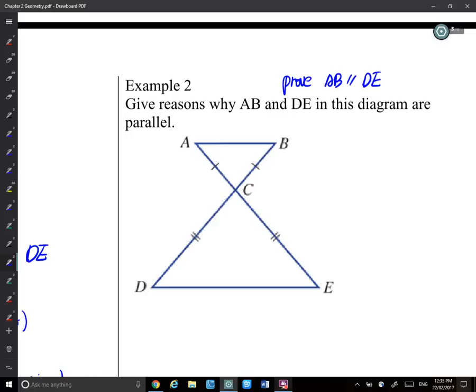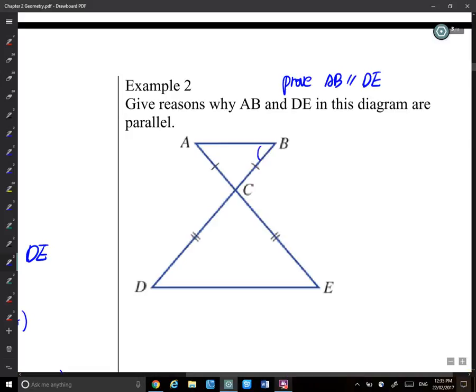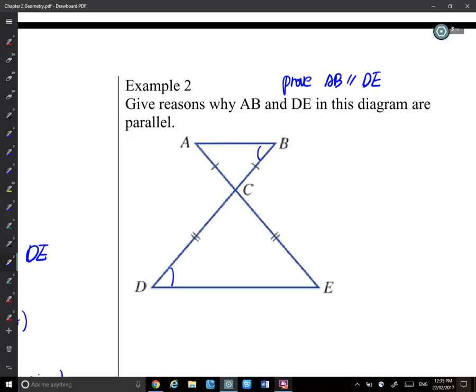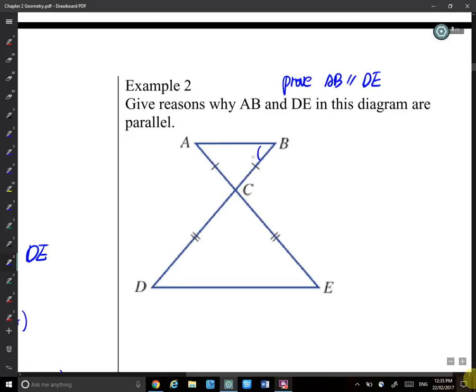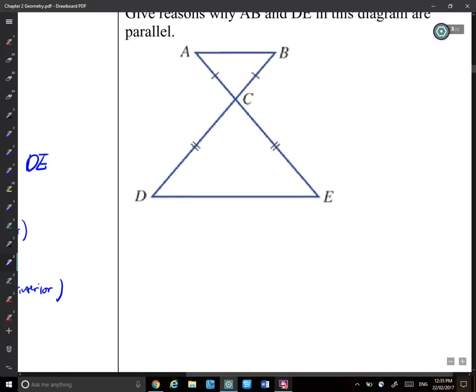That's like going backwards. If alternate angles are equal, if the two cointerior angles sum up to 180, or corresponding angles are equal, then you can prove two lines are parallel. So if I can prove this angle equals that angle, then those two lines will be parallel. How can we prove that?